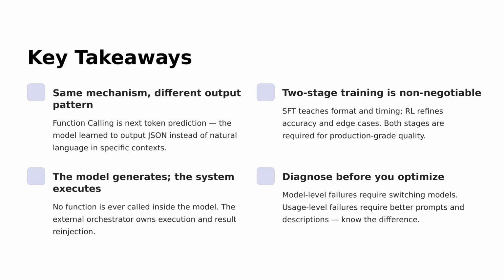Let's dive into the key takeaways. First, while the mechanism remains the same, the output pattern can change. Function calling is just predicting the next token, yet the model learns to output JSON in specific contexts. 2-stage training is essential. SFT teaches timing and format, while RL ensures accuracy. Remember, the model generates data, but execution is handled externally. Lastly, diagnose issues before optimizing. Know if you need a model switch or better prompts.